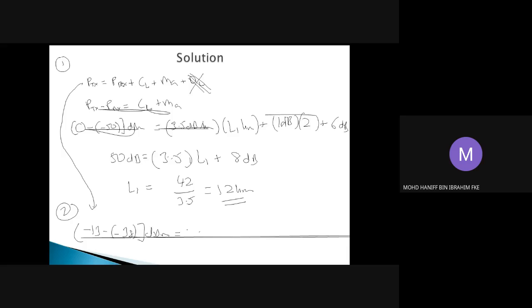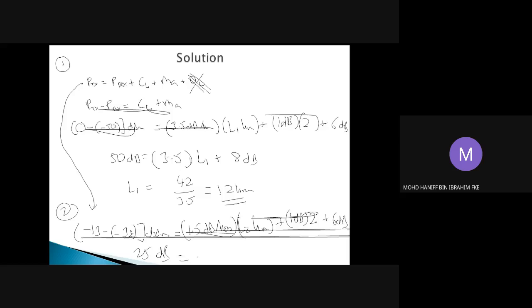Okay, so we have 1.5 dB per kilometer. So we have L2 as a distance, L2 kilometer. And we have a 1 dB loss for each of 2 connectors, so we're going to have 1 dB times 2. And then we have the system margin of 6 dB. So in the end we're going to have 25 dB, the difference between the transmit power and receive power of 25 dB.